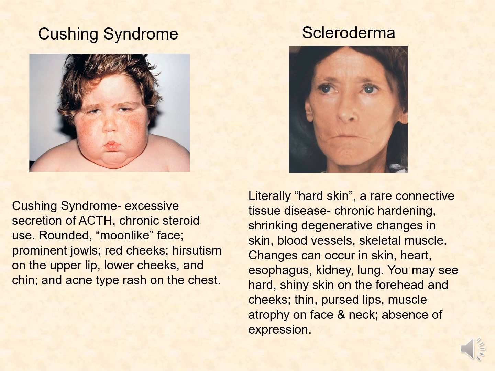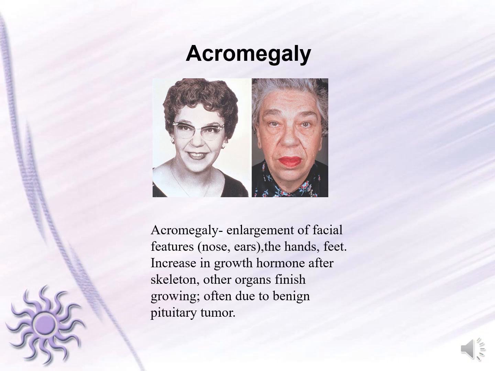Here is Cushing's syndrome. We see this with the adrenocorticoid hormone here. And then scleroderma is the hardening of the tissue, the skin, the pursed lips. It's a degenerative change in the skin and blood vessels. And then finally, acromegaly. It's an enlargement of the facial features and typically a growth hormone issue.